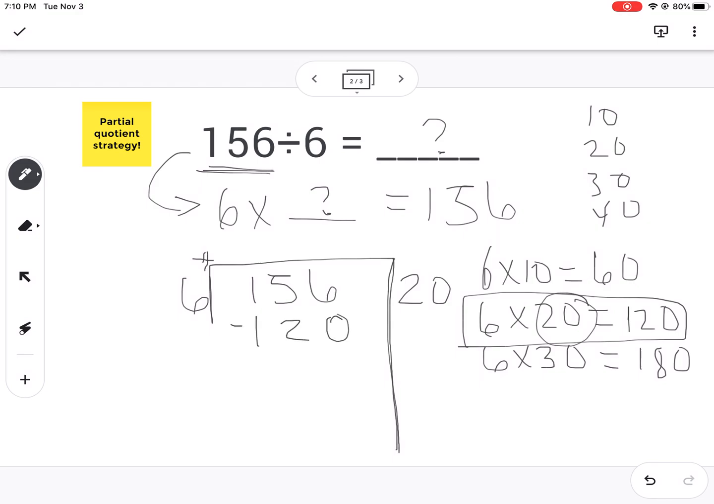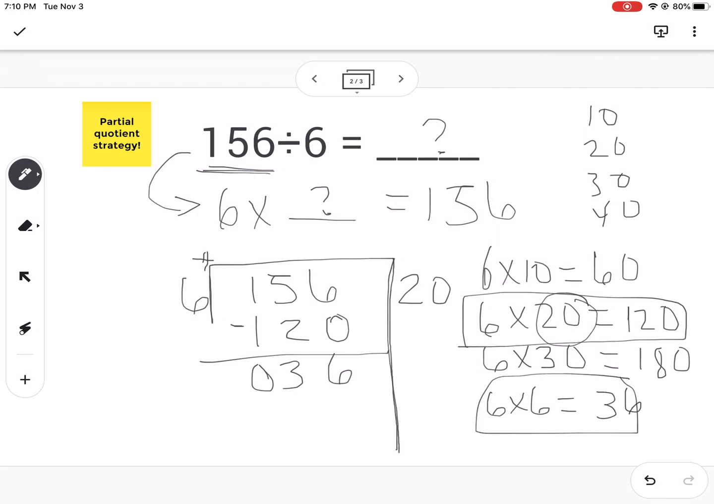And I'm going to do some subtraction. So I have 6 minus 0 is 6, 5 minus 2 is 3, 1 minus 1 is 0. So now I'm at 36, and I have to do the same step again. 6 times what number is 36? Guess what? I know that fact. 6 times 6 is 36.